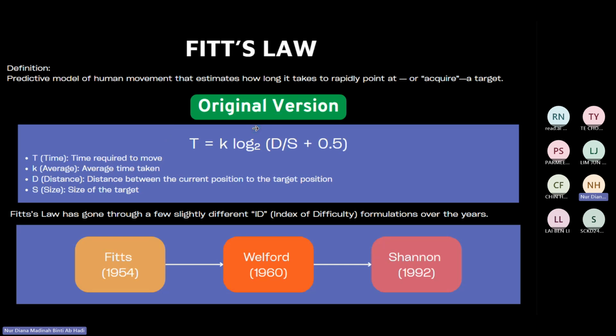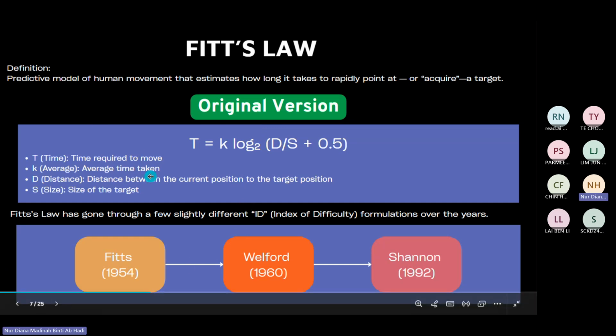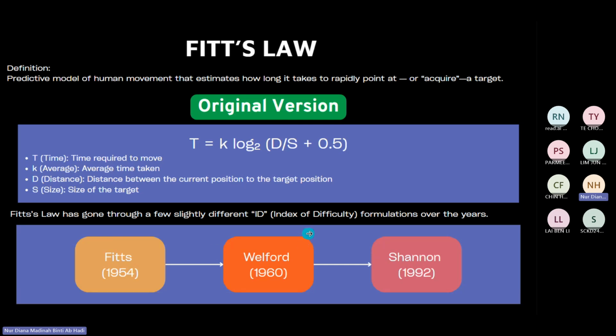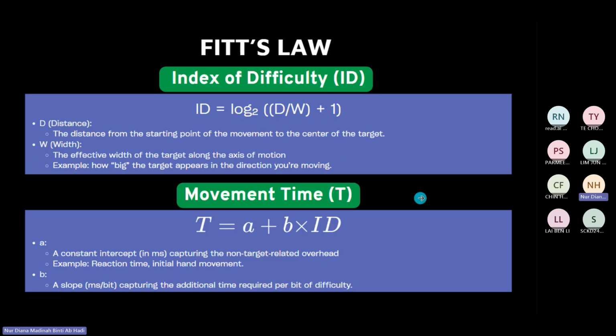But as we evolve, the formula also evolves. It started from 1954, introduced by Fitts, and then it evolved again after 6 years by a person named Welford, and the current one is Shannon, 1992. So what are the differences? Here they are. There is a slight tweak from 0.5 to 1. If you can see here, it's the 1.